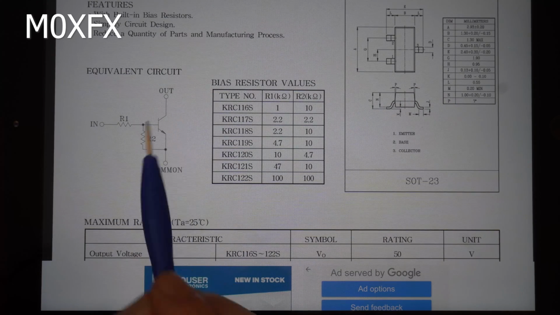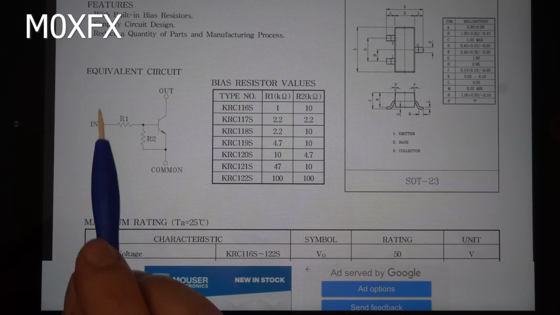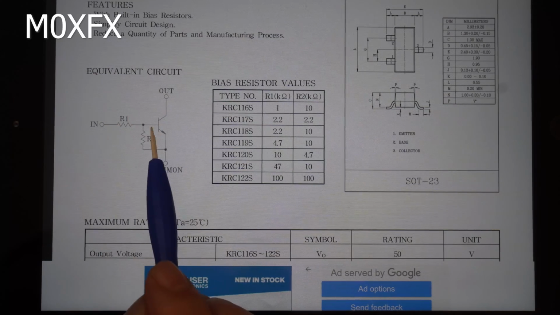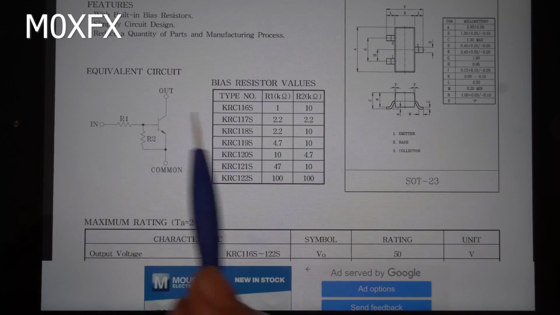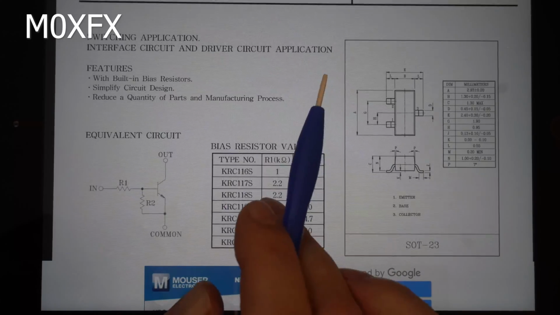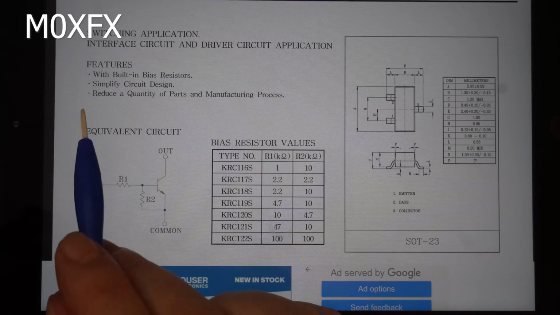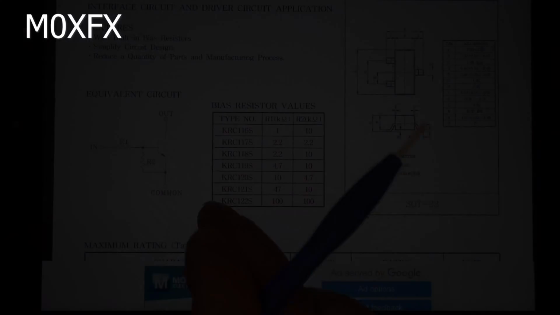So that will reduce the voltage at that point. So this thing will be switched off, and then we bring the power back up, and it will be switched back on. So 0.7 of a volt here will still switch this off. And normally you'd put those in the circuit. It even says here, look, simplified circuit design, reduce the quantity of parts in the manufacturing process.